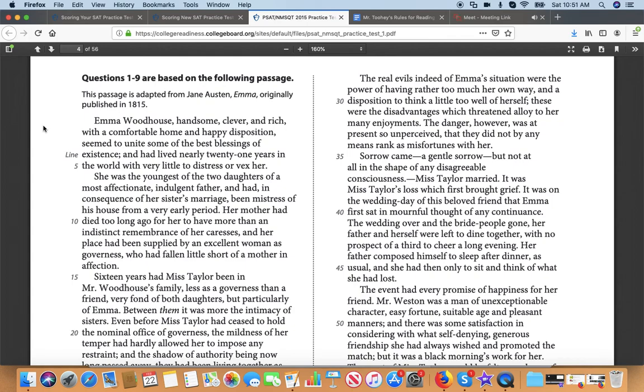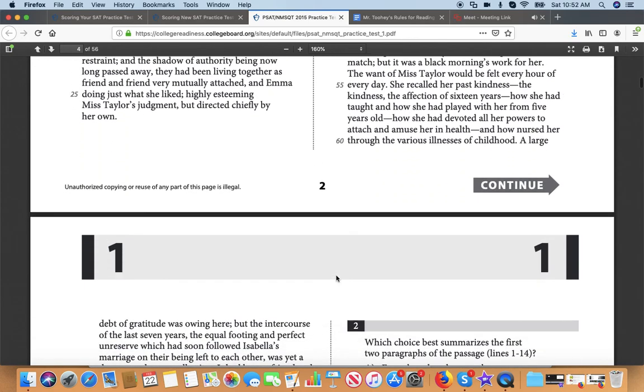Emma Woodhouse, handsome, clever, and rich, with a comfortable home and happy disposition, seemed to unite some of the best blessings of existence, and had lived nearly 21 years in the world with very little to distress or vex her. She was the youngest of the 2 daughters of a most affectionate, indulgent father, and had, in consequence of her sister's marriage, been mistress of his house from a very early period. Her mother had died too long ago for her to have more than an indistinct remembrance of her caresses, and her place had been supplied by an excellent woman as governess, who had fallen little short of a mother in affection.